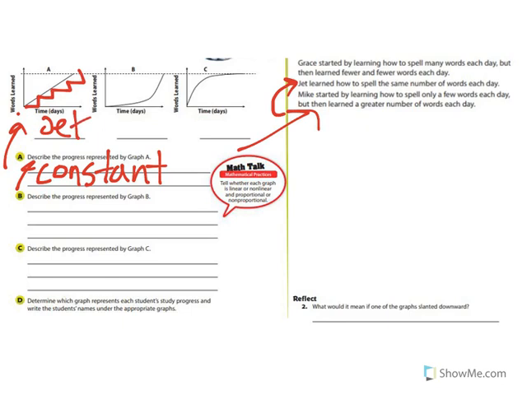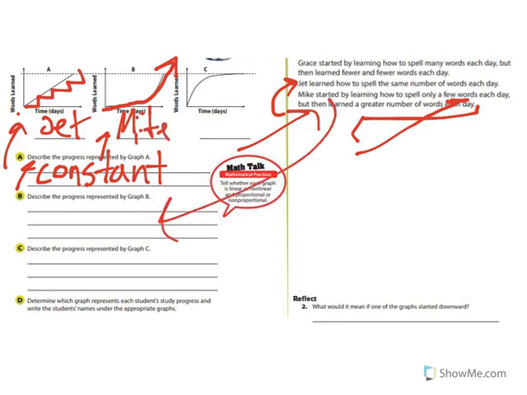Describe the progress represented in B. So take a look here. We have fewer words right away, right? Then all of a sudden it's going to take off. All right, so which one was that? Fewer each day, and then learning a great number of words each day. That was Mike. So you could apply those to this idea.